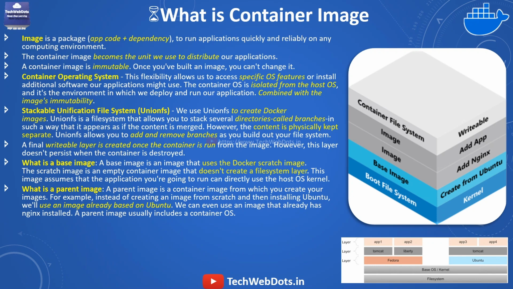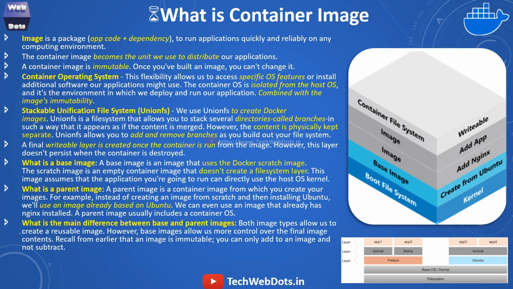Then what is a parent image? A parent image is a container image from which you create your own images. For example, instead of creating an image from scratch and then installing Ubuntu, we will use an image already based on Ubuntu. We can even use an image that already has Nginx installed. So a parent image usually includes a container operating system, which can be, in our case, Ubuntu.